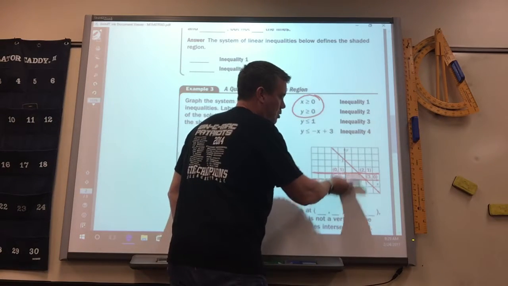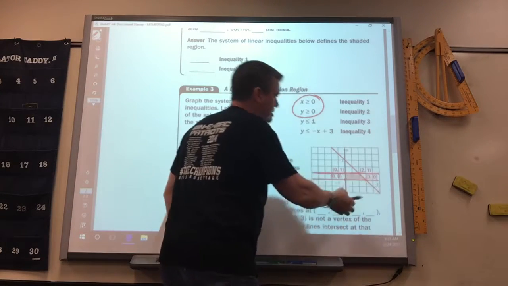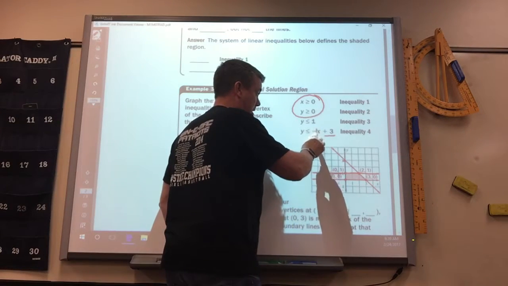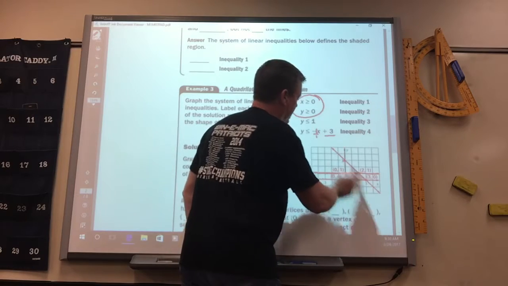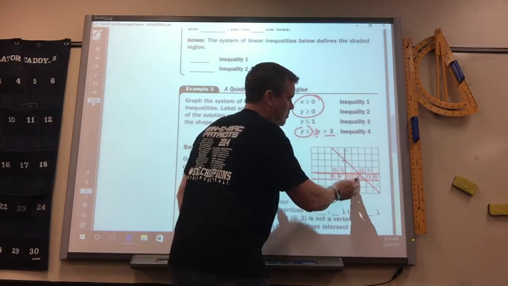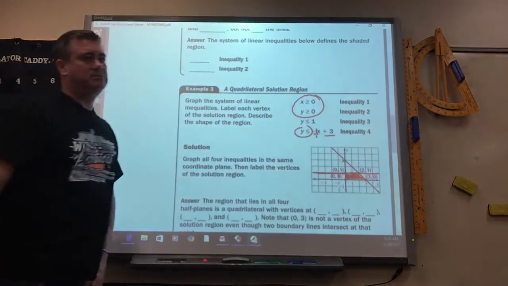Less than is below, so that means everything here is shaded, or right here. And then when you do this one, it crosses at 3. The slope is negative, so you go down 1 over 1, down 1 over 1. Y is less than, so shaded below. So that is the region that's shaded by everything.